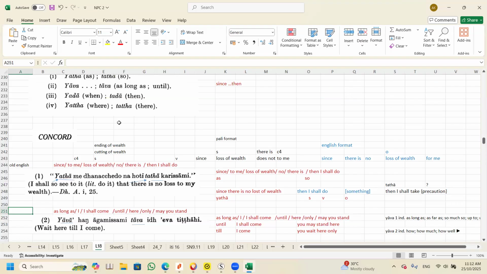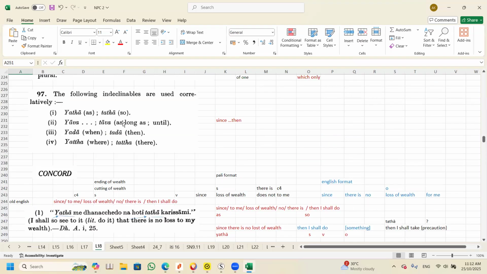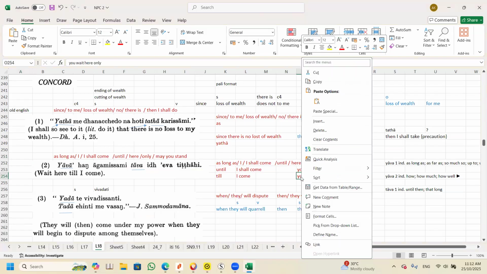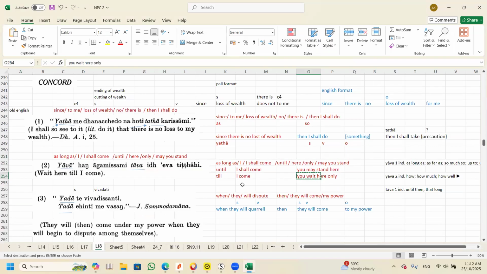So that's why you cannot use two of these together in Pali. These two cannot. The imperative, second person, throw away the "you". Throw away the imperative, because in English you may come here, you may stand here, no need. You say "you wait here." So you can put either this part. But as long as you can explain why, like that, "you wait here till I come."